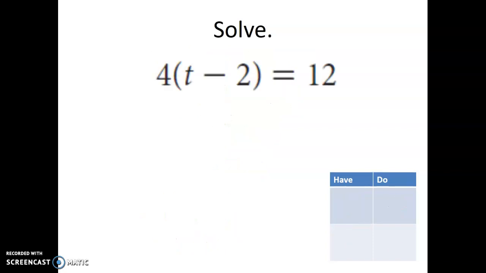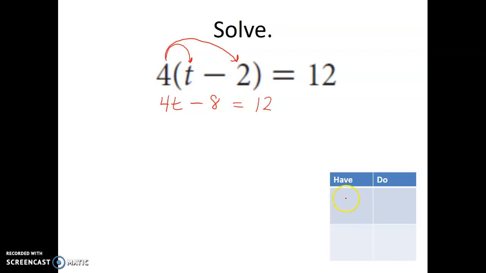Here's another equation that doesn't look like a two-step equation, but it actually is. I'm going to have to simplify the left side first. And in this case, I'm going to have to simplify by distributing that 4 to every term inside the parentheses. So 4 times t is 4t, minus 4 times 2 is 8, and that's going to equal 12. So now I have what looks like a two-step equation.